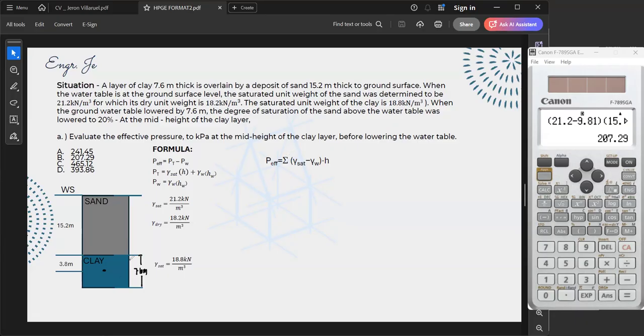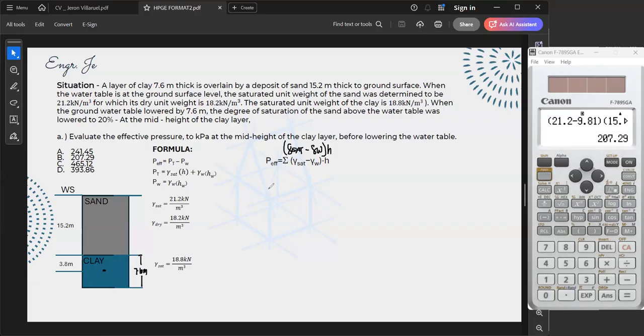We can use this in two or more layers of soils that we are dealing with, for example, sand and clay. So we need to sum up. The simplified formula for that is just gamma sat minus gamma water times the total height, when we use this if the soil is fully submerged.